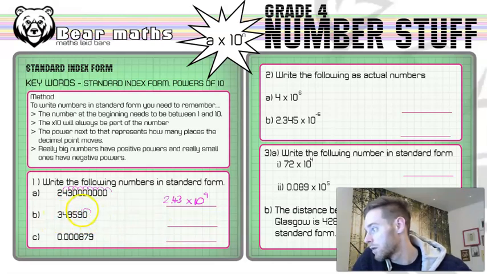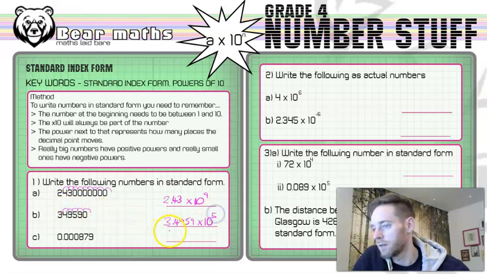1, 2, 3, 4, 5. Let's move 5 places to make it 3.959 times 10 to the power of 5, because I moved it 5 places: 1, 2, 3, 4, 5. Yeah, I had to check because I nearly forgot.